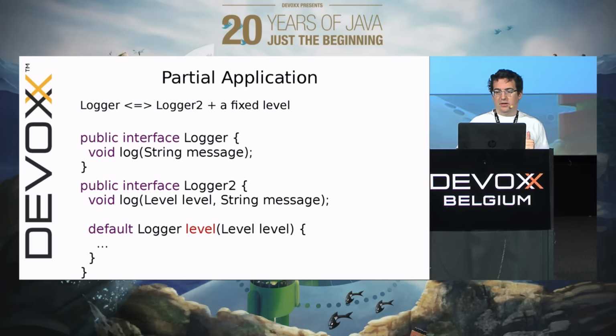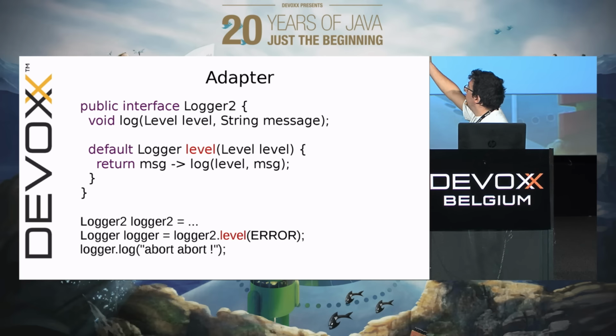How to implement this? It's really easy. I want to return a Logger, so I want to return a function that takes a message and calls this.log. I haven't written the this. I should perhaps write it. Okay, here the call to log is equivalent to this.log with the level and the message. So if I have a Logger2, I will be able to call level with a specific level L, and it will return a Logger. Okay? This is basically the implementation of the adapter pattern in one line. It's just partial application.